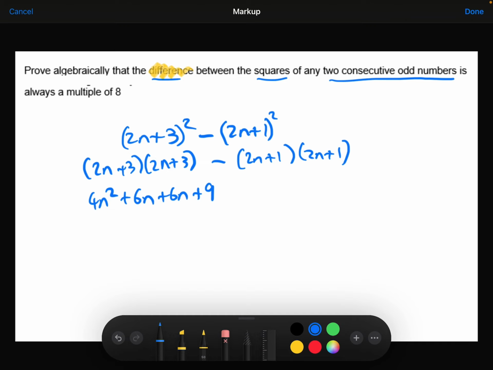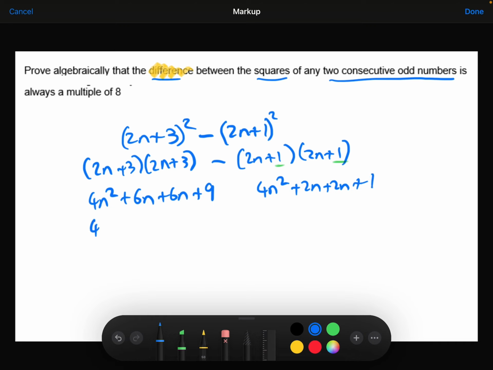Then, expanding the second set of brackets, we've got 2n times 2n is 4n squared. The 2n times the 1 is 2n. The 1 times the 2n is 2n. The 1 times the 1 is 1.